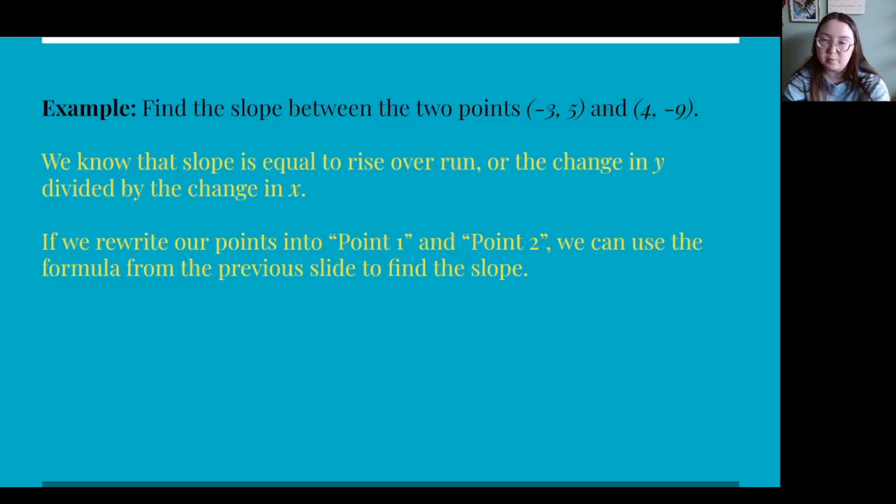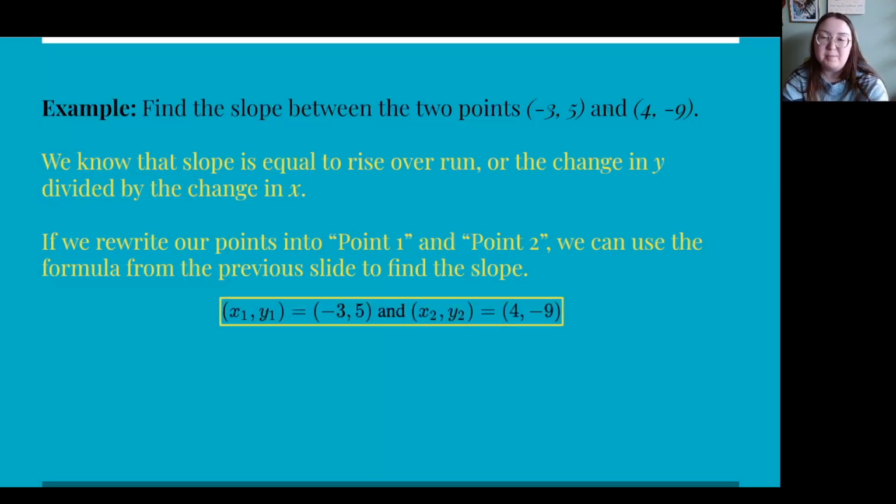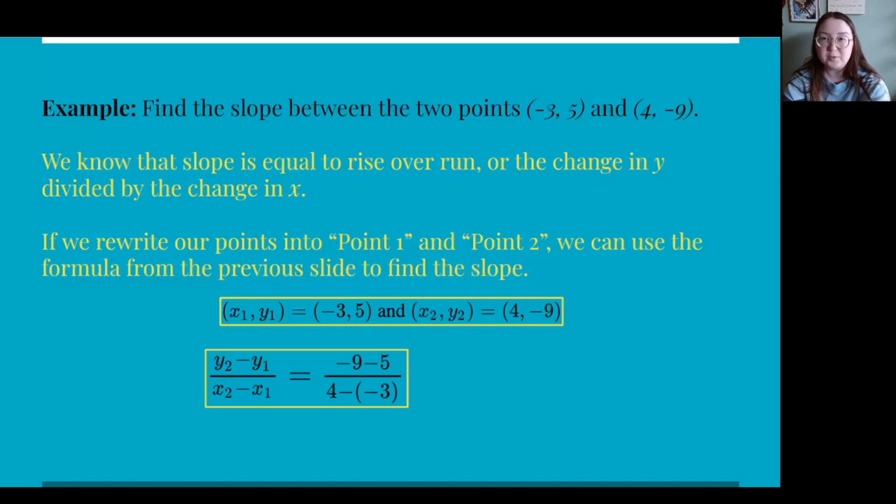slide to find the slope, which was making x sub 1, y sub 1 equal -3 and 5, and x sub 2, y sub 2 equal to 4, -9. So this way we attribute our x values and our y values. So x sub 1 would be -3, y sub 1 would be 5, x sub 2 would be 4, and y sub 2 would be -9. Then our formula, which was y sub 2 minus y sub 1 divided by x sub 2 minus x sub 1, we can put in the values that we attributed.